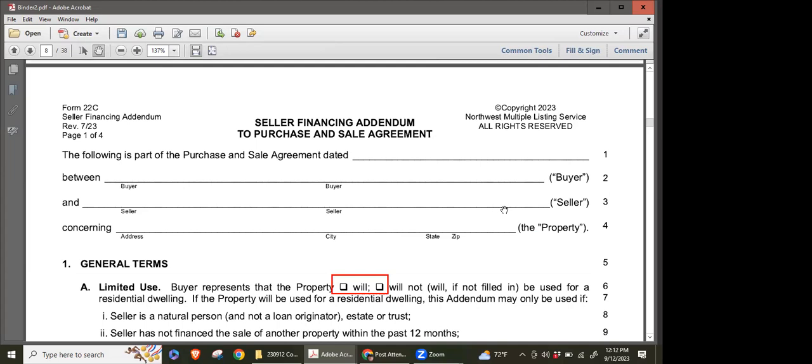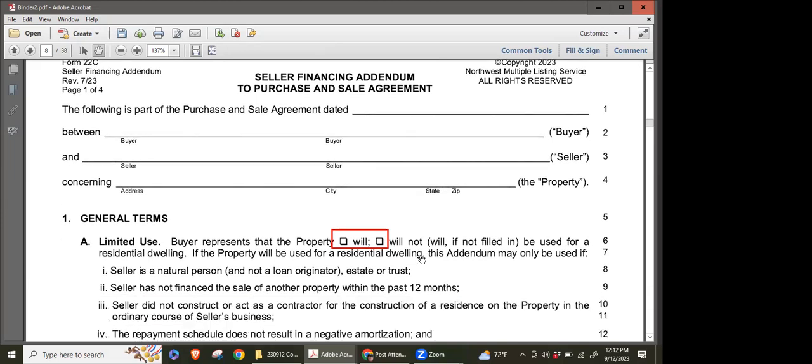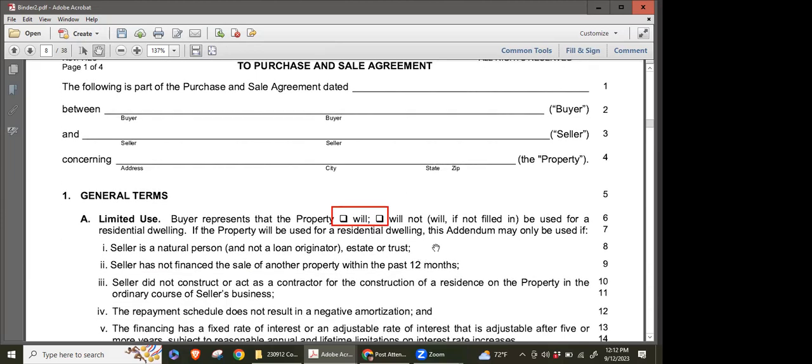Then this one is really critical. If you're doing seller finance, then there are some things that you need to be able to know. And just very briefly, I'll go over them. For an example, if it's vacant land, then almost always you want to click will not be used for a residential dwelling, even if they're going to be building at some point. But tomorrow, you're not going to put up a mailbox and get all your mail there. You're not going to be living there.